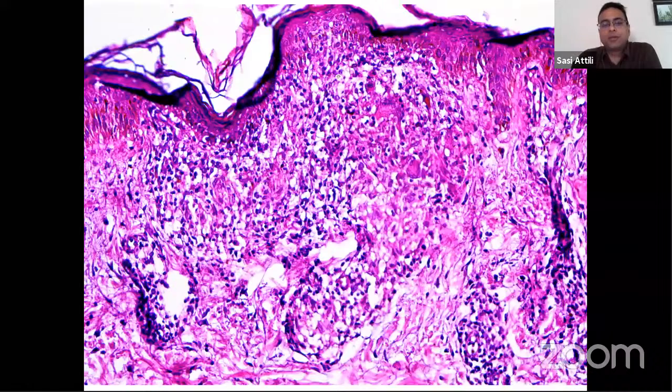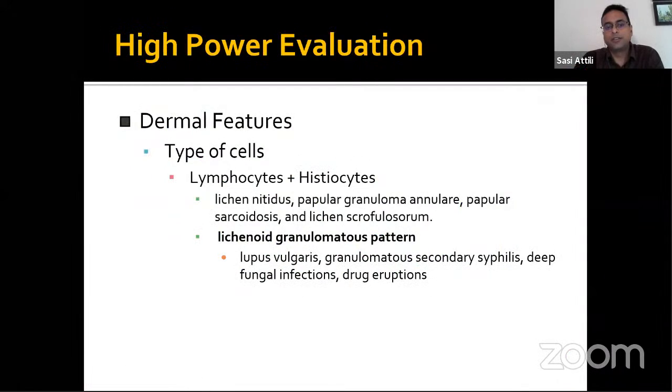And I put this particular example because in Hansen's, the interface dermatitis, in my experience, is what is responsible for the hypopigmentation you see in these lesions. So often look at your case of borderline Hansen's, usually tuberculoid spectrum or even borderline. You often see a vacuolar interface change along the interface. So this is an example of Hansen's with vacuolar interface change. The lichenoid granulomatous pattern, however, is traditionally described in lupus vulgaris, deep fungal infections, granulomatous secondary syphilis, and drug eruptions. But Hansen's is a very important thing to also remember.